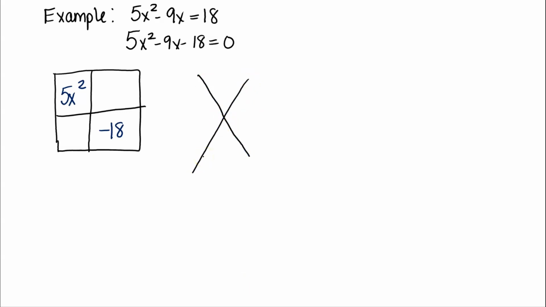So again, my problem, my a equaled 5, b equals negative 9, c equals negative 18. Again, I want a times c up there, b there. So 5 times negative 18 is negative 90. And then b is negative 9. So I need two numbers that multiply together to make negative 90 and add up to negative 9. Since I have a negative sum, I know the bigger number is going to be my negative.